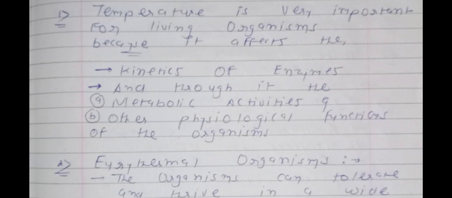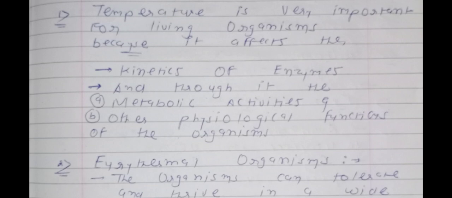So you know that so many biochemical processes as well as metabolic processes occur in each and every cell of our body. So enzymes are required. Even for the process of digestion, enzymes are required, which are known as digestive enzymes. So temperature is very important for the kinetics of enzymes. You will remember that the kinetics of enzymes is directly connected with temperature.